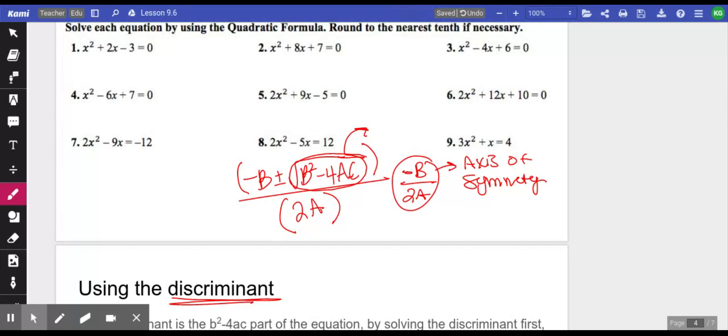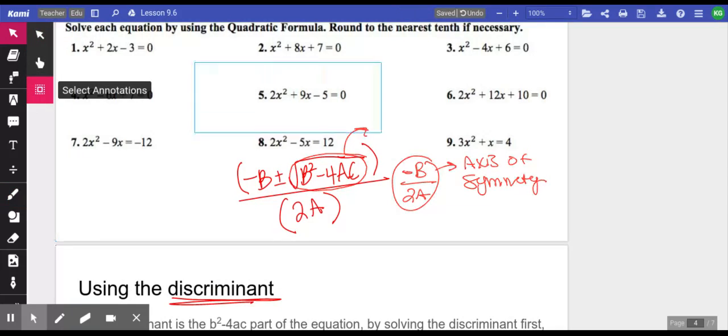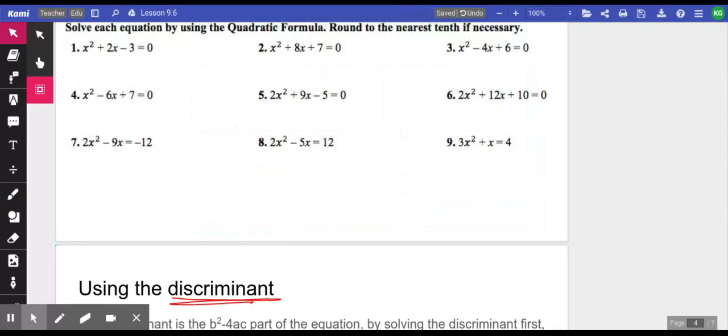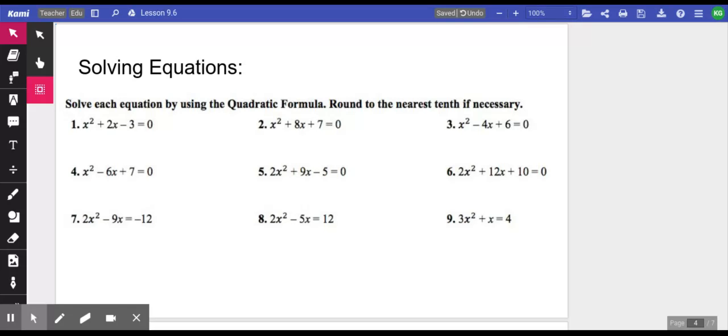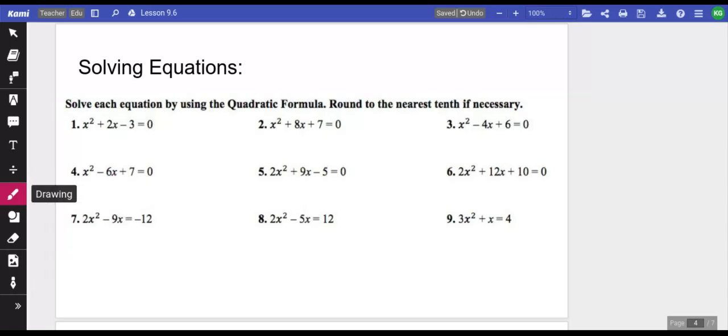So we're going to use the quadratic formula when we are trying to solve quadratics that cannot be factored. Now, on these first couple, the quadratics can be factored. However, we're going to do the quadratic formula to show that either way you do it, you'll get the correct answer. So in this one, a is 1, b is 2, and c is negative 3.